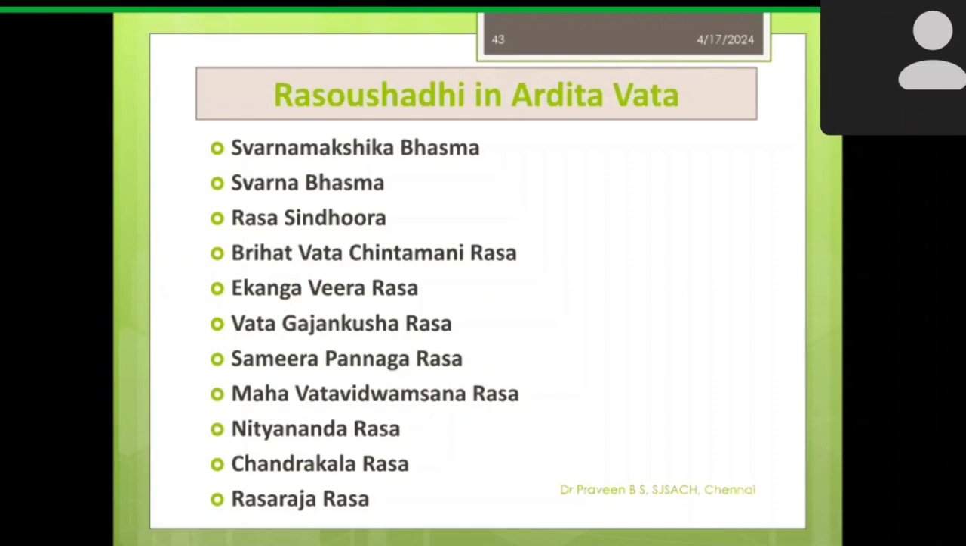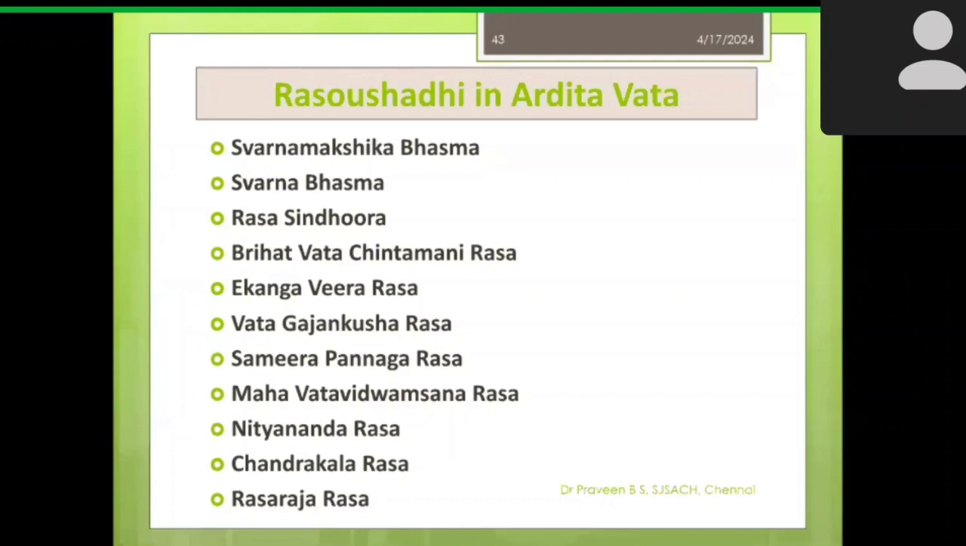And Mahavata Vidhvamsa Rasa with Jayapala, so it comes as a post Shuddhi. At the same time, it is also fine in Vata dominant condition. Nityananda Rasa, especially indicated in case of Vatarakta dominant condition. So whenever Vatarakta kind of presentations, involvement of Rakta is there, Pitta is there, in that condition it can be utilized. Chandrakala Rasa, especially where Daha conditions are there. In those conditions, Chandrakala Rasa is very much essential, and it is imperative.